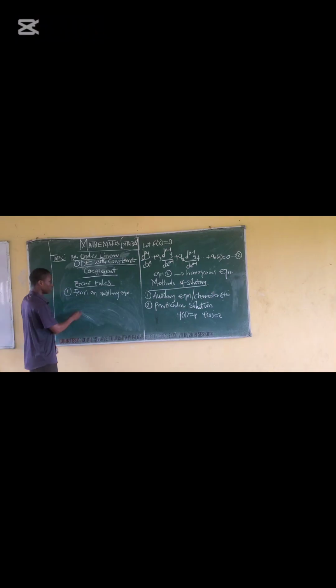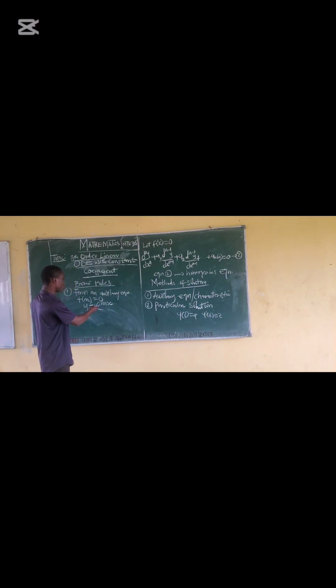You form an auxiliary equation of the form f of m equal to 0. All right, f of m equal to 0. And this auxiliary equation is always expressed in the form of y equal to exponential mx. It's always expressed in the form of exponential mx.